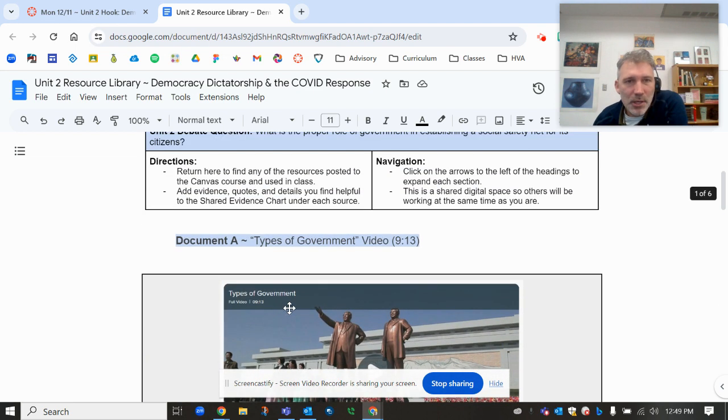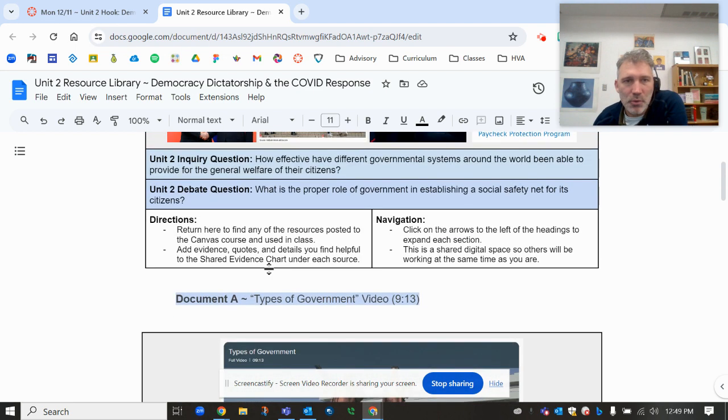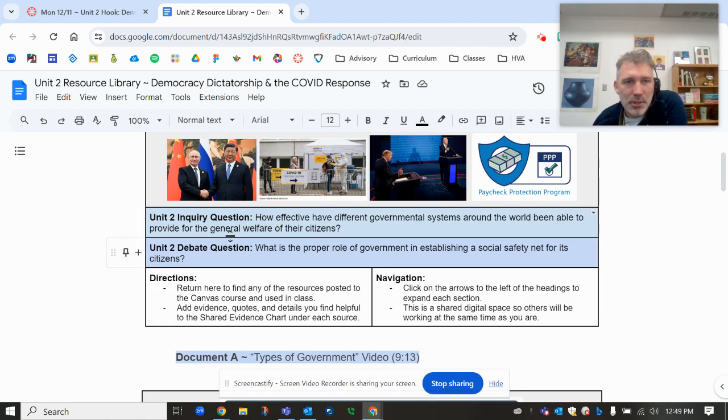What we're going to do is use these resources to answer these two questions. The Unit 2 inquiry question: how effective have different governmental systems around the world been able to provide for the general welfare of their citizens?